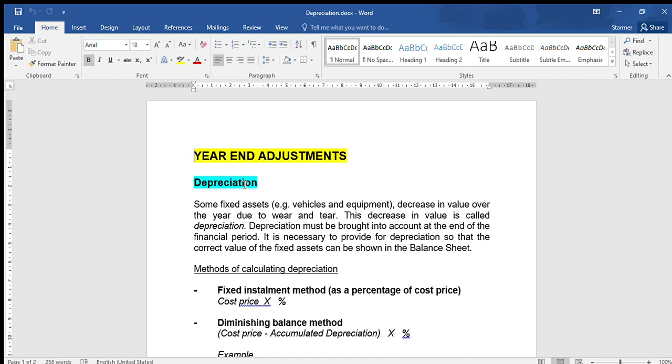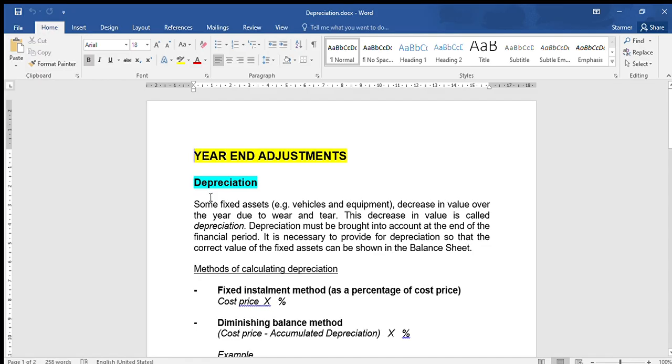Today I'm going to make a start with year-end adjustments. I'm going to need to do several videos on this topic due to the number of adjustments that I need to explain. But today I'm just going to cover depreciation.